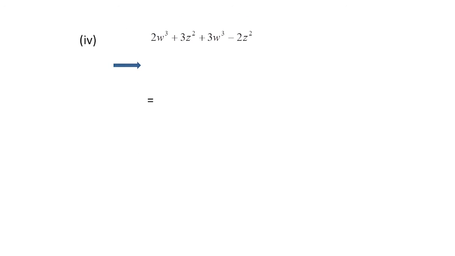Okay, another example is 2w to the power of 3 plus 3z to the power of 2 plus 3w to the power of 3 minus 2z squared. Again, putting the like terms first and grouping them, we have 2w to the power of 3 plus 3w to the power of 3 plus 3z to the power of 2 minus 2z to the power of 2. And 2 plus 3 gives you 5w to the power of 3, plus 3 minus 2 gives you 1z to the power of 2.